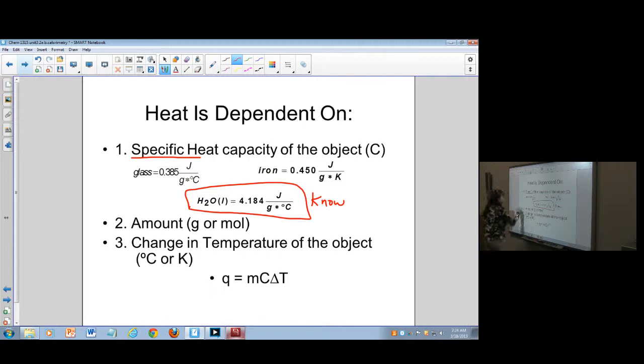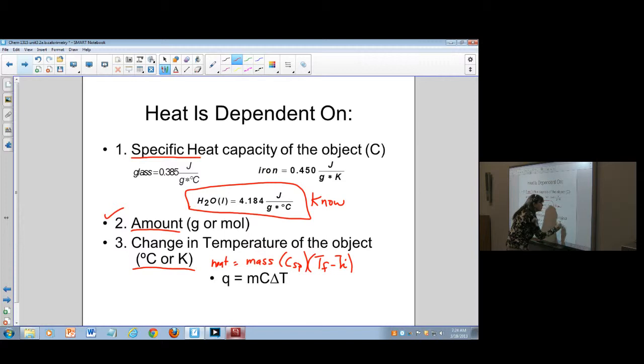The heat also depends on the amount. If I have 10 grams of something, I expect to get a proportional amount if I double that amount. And it also depends on the change in temperature of the object in degrees Celsius, or K. Now, the main formula here is that heat is equal to the mass times the specific heat capacity, C specific, times the final temperature minus the initial temperature. Okay, that's important. Now, I want to talk about these units.